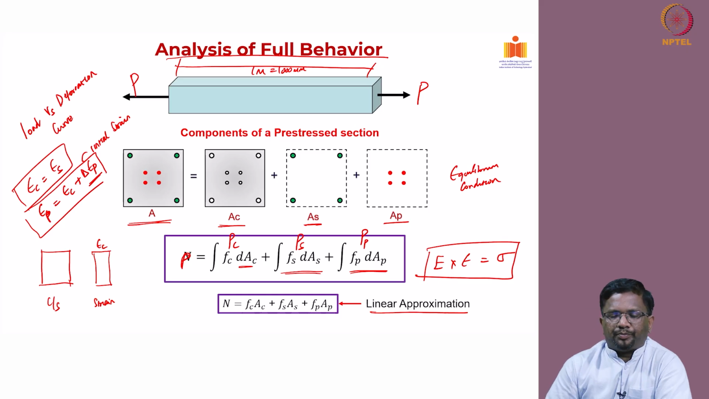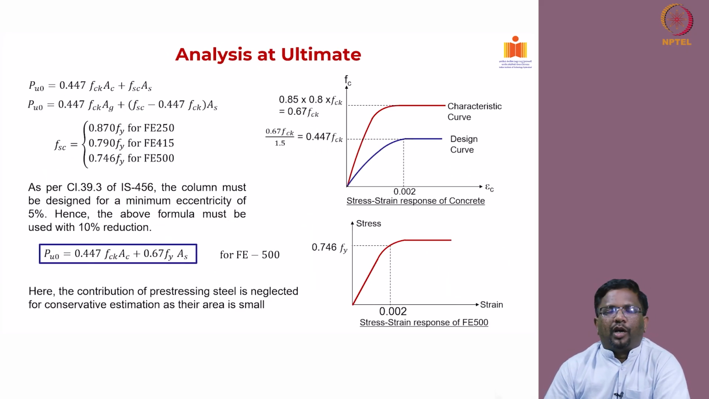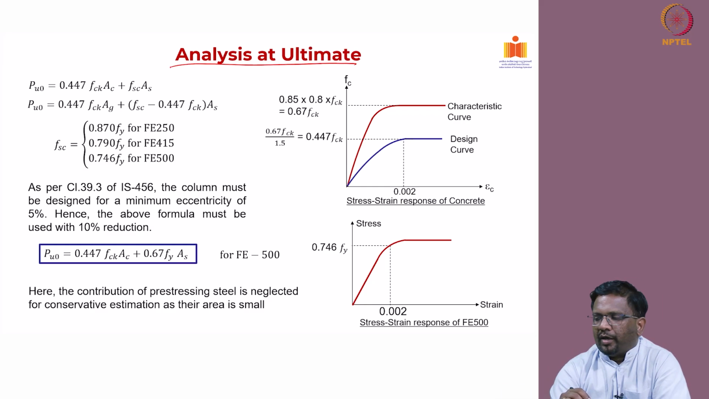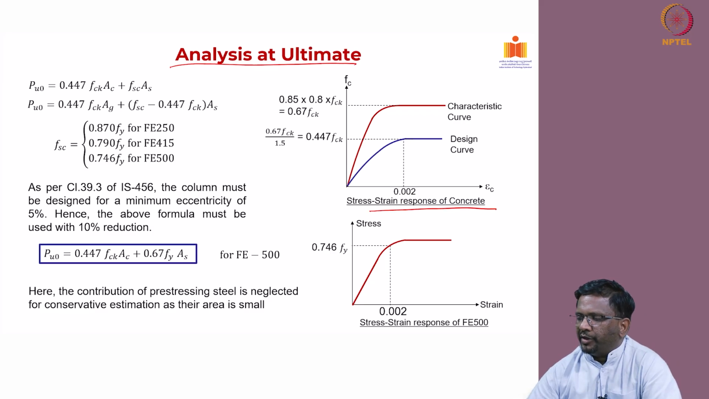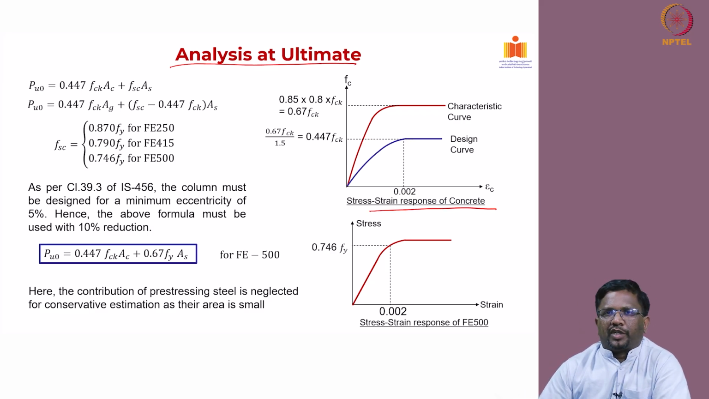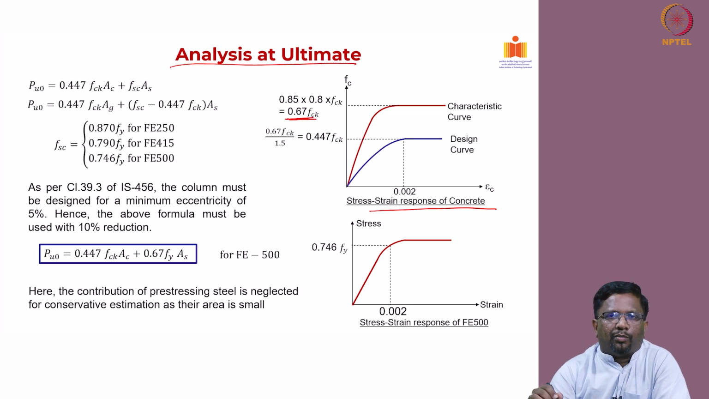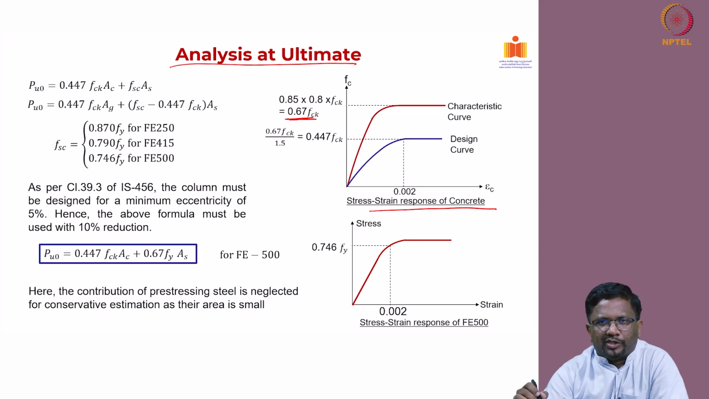Now, let us quickly understand how the IS code calculates the strength at ultimate, before we get into the full axial load versus deformation behavior. If you look at these stress strain curves, which will be familiar to you, and we know what a characteristic curve is, it is arrived at from the maximum stress that we can take from concrete, which is 0.67 FCK in a characteristic curve. Again, how do we get this 0.67 FCK?